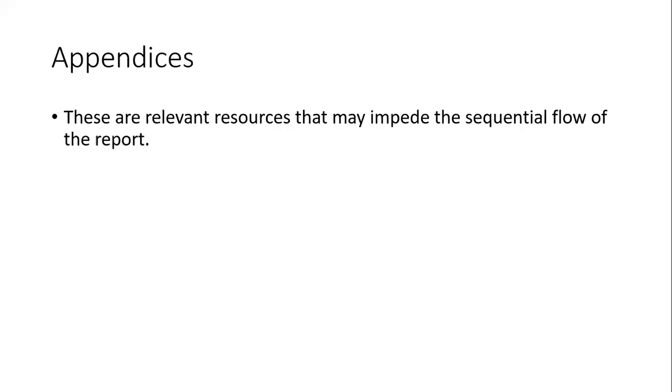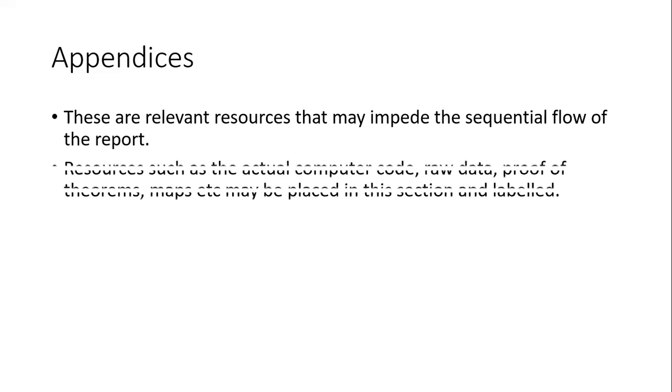So, appendices. These are relevant resources that may impede the sequential flow of the report, so we don't want to include them in the main report. But they are usually cited. So while reading through the report, you say as shown or as can be seen in appendix, maybe appendix A1 or A.1, depending on how it is labeled. Resources such as the actual computer code, raw data, proof of theorems, maps, and so on may be placed in the section and labeled.